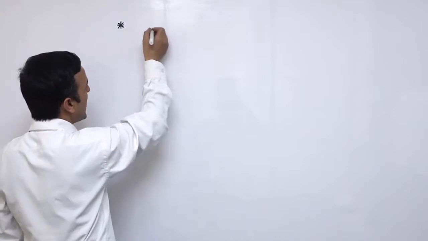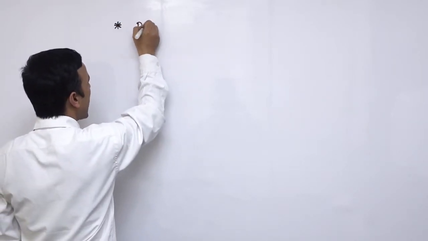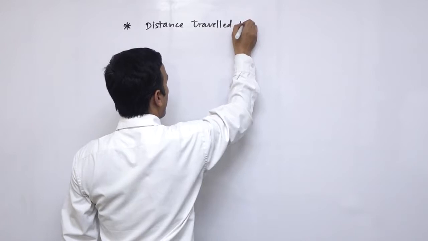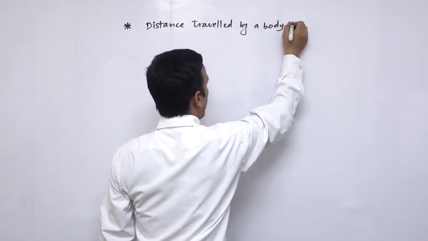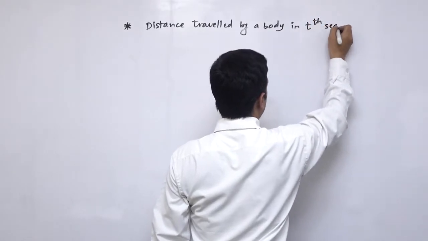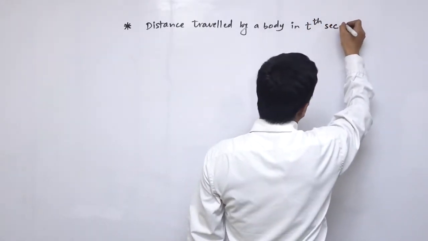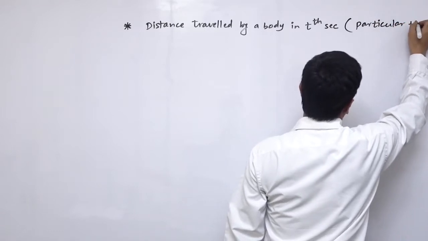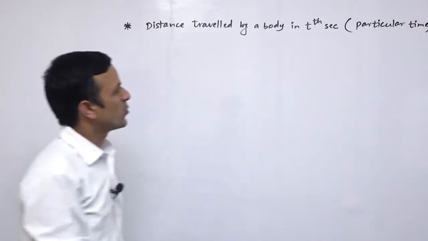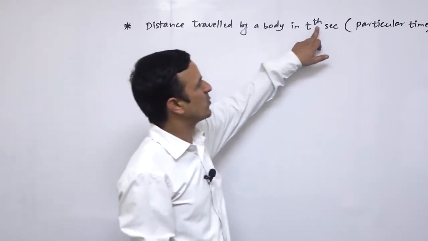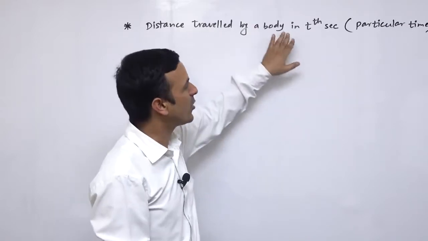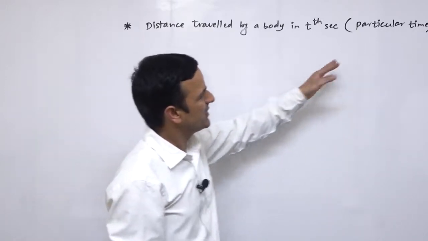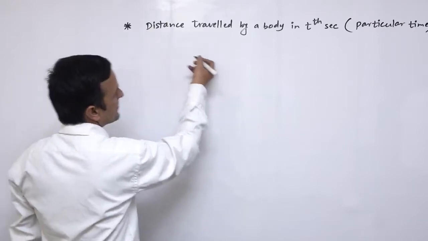Now we deduce one result: distance traveled by a body in nth second, that is, in a particular time. So we are going to find in the nth second what is the distance covered by any particle or any object. That means it is the particular time, distance covered by that body in a particular time. So let's solve this question.